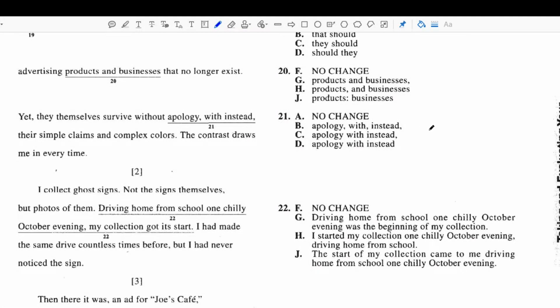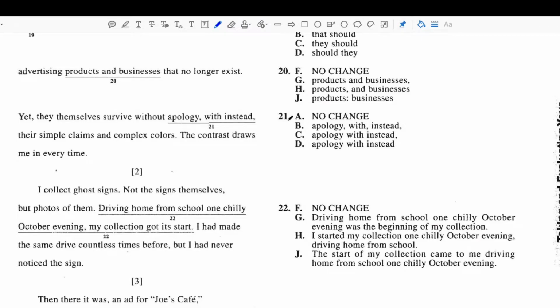All right, so now we're at question number 21. And 21 reads as follows: Yet they themselves survive without apology, with instead their simple claims and complex colors. Okay, so 21 is a difficult question.